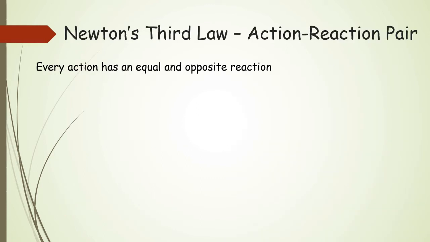Now let's look at Newton's third law. It just says that every action has an equal and opposite reaction. What does this mean? It means that we have two objects, 1 and 2. If object 1 exerts a certain amount of force on object 2, then object 2 exerts an equal and opposite force on object 1.